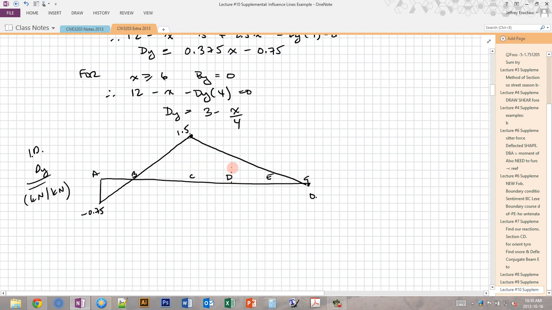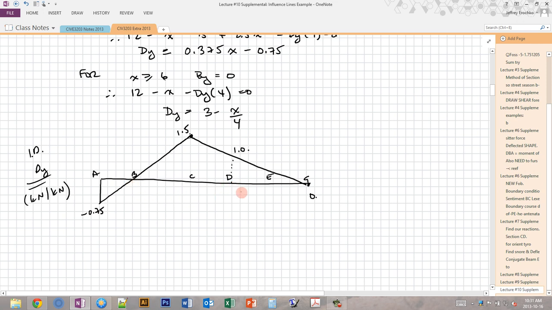And then if we want to find out what the situation is at D, which is what we're looking at here, we have x equal to, this is 6 plus 2, which is 8. So we put 8 in here. We get 8 over 4 is 2. 3 minus 2 is 1. So we have 1.0 here. And that makes sense. So this means that when the unit load is directly above point D, then the reaction at point D is equal to 1.0. So all of the load goes directly into the reaction.